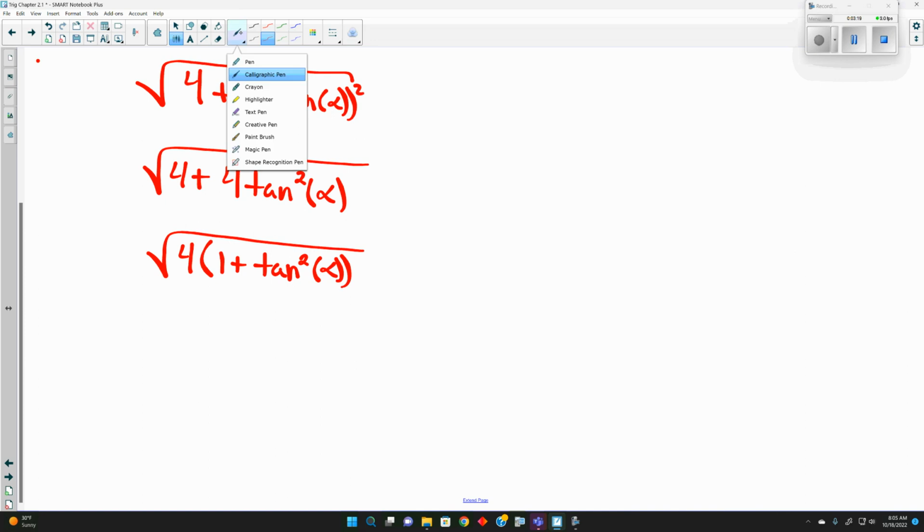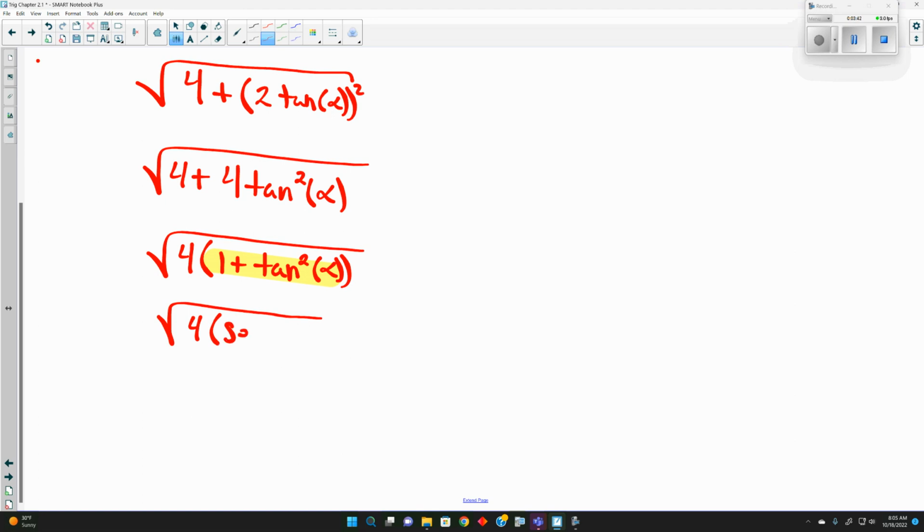But the other part that we have is this here, this 1 plus tangent squared of alpha, yes? What is 1 plus tangent squared of alpha the same as? I believe it is secant squared, but I'd go on and check to make sure. Because by definition, 1 plus tangent squared of alpha is equal to secant squared of alpha.